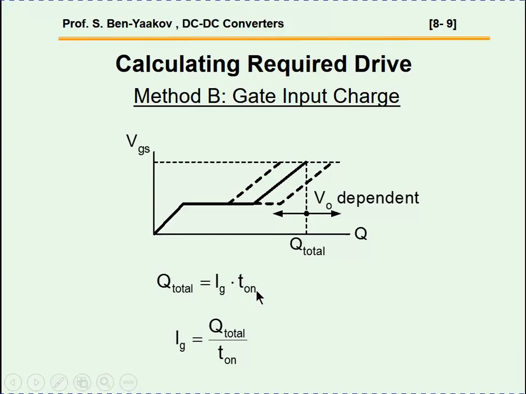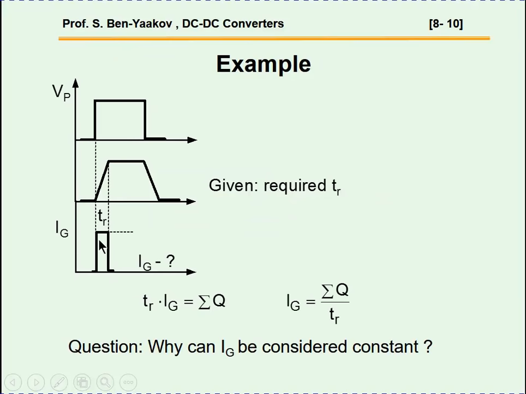Actually, it's not T on, it should be T rise, that is the rise time, and therefore we have the current being calculated as Q, the total charge, over T rise, the rise time that you wish to have. Again, this is the equation for total charge over the rise time. Total charge you can either take from the data sheet, or you can calculate it from the equivalent capacitor.